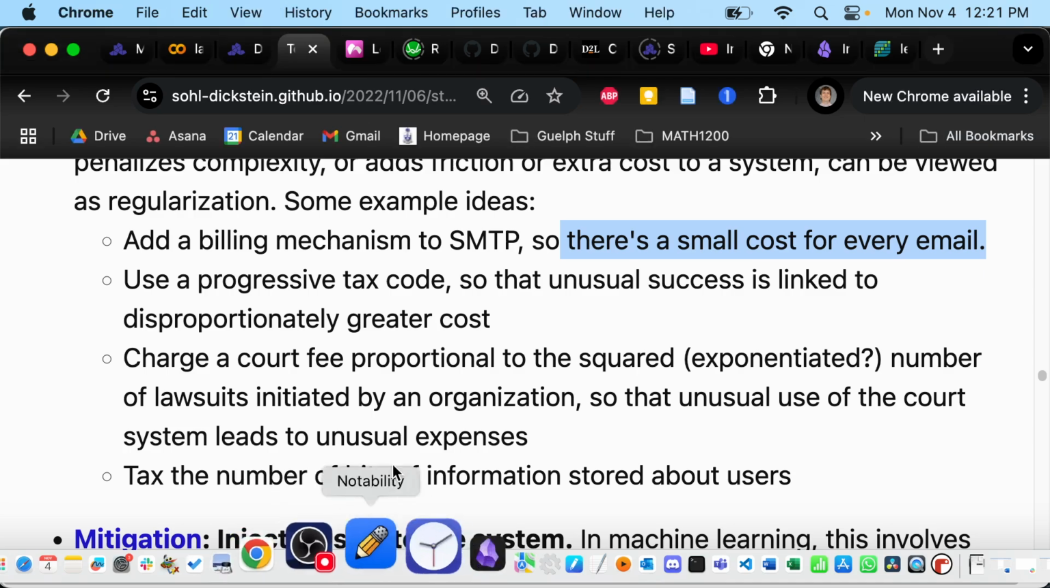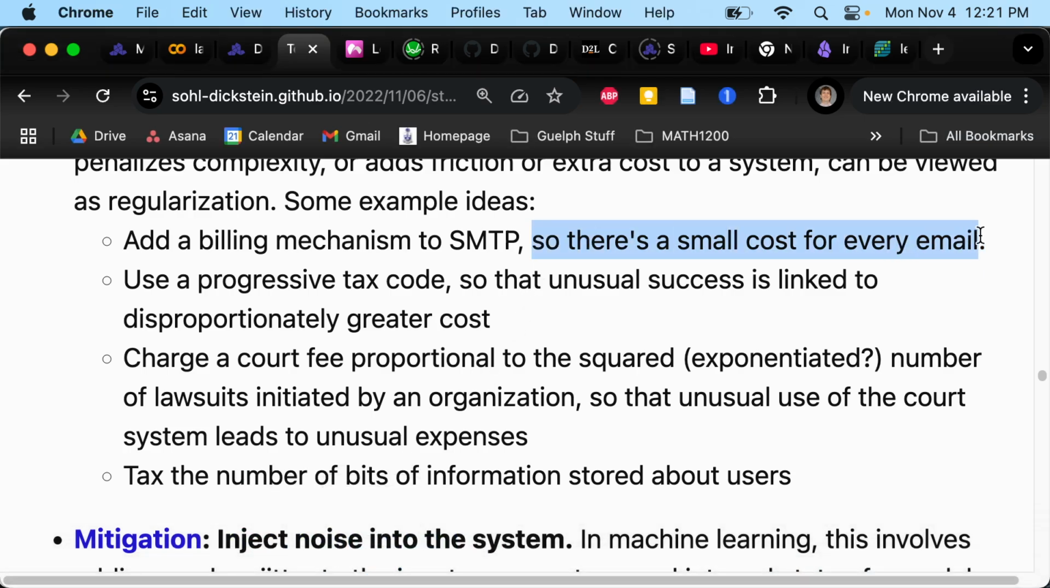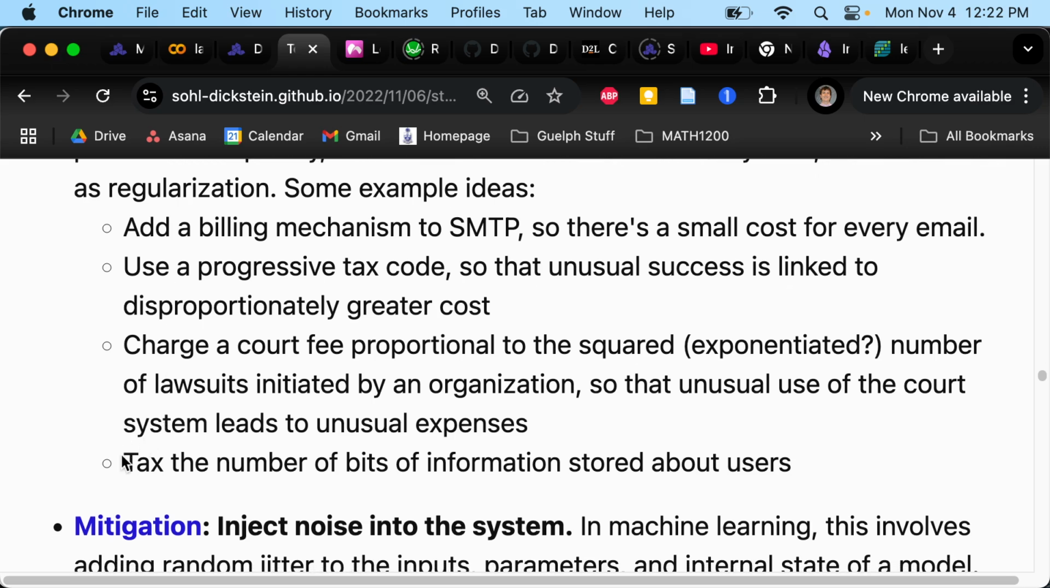Another thing you could do is something called proof of work. You could say everybody has to do a calculation on their computer for 1 minute before sending an email. Again, the spammers will have a problem. So this is a cool idea. I don't know why this is not in real life, probably because the spammers want to send spam. Okay, anyway. Let's see. Oh, this is a fun one. Tax the number of bits of information stored about users.